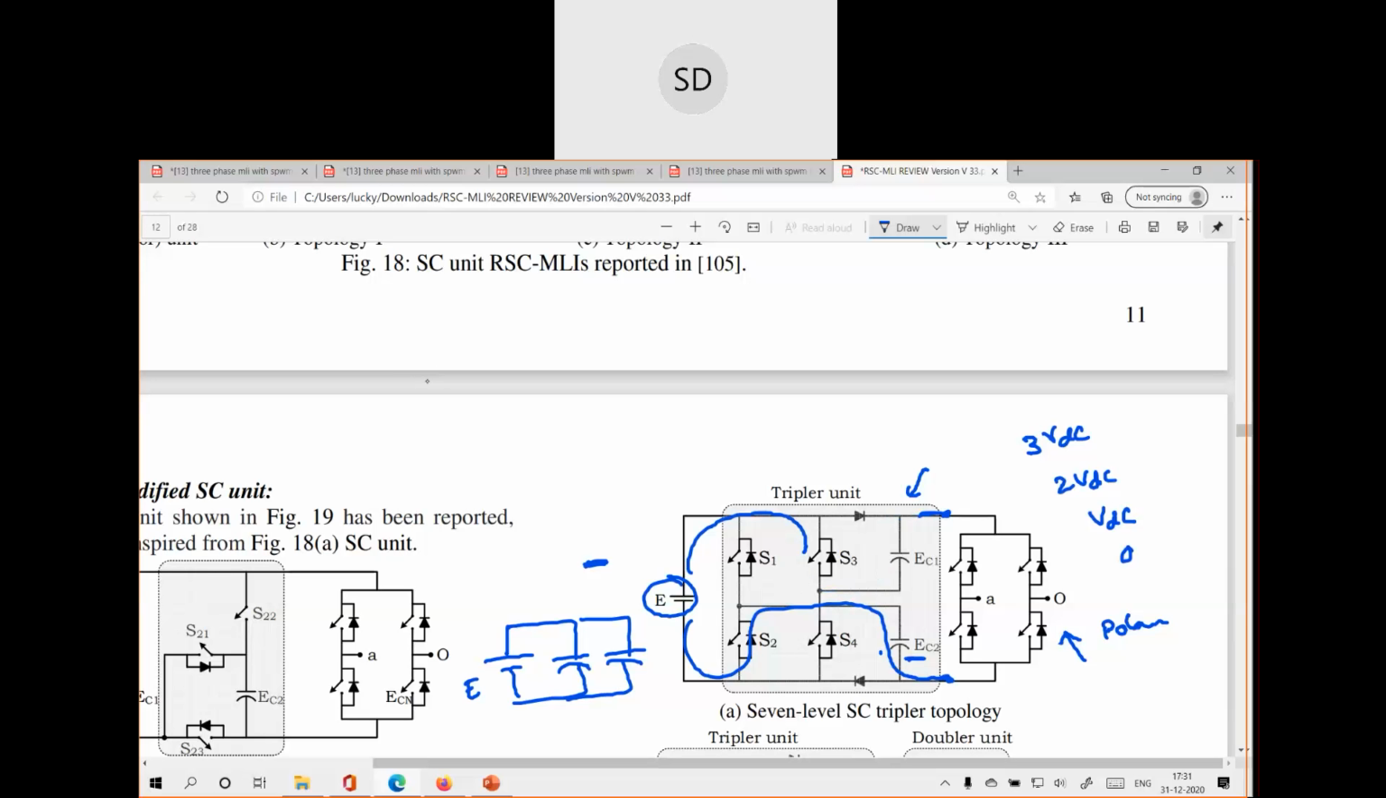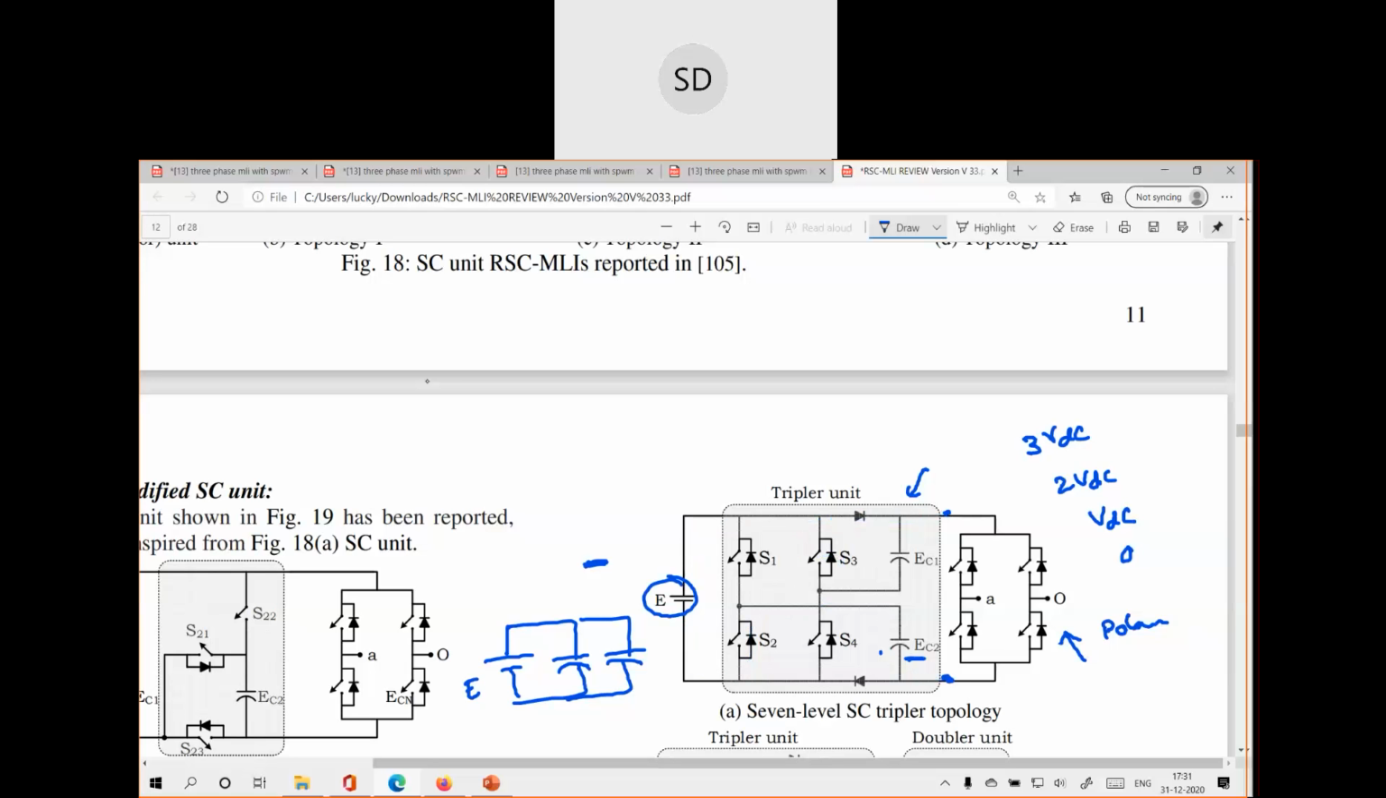If you want only 2 VDC, you can simply turn off this S3, right? Obviously the diode will be in forward bias, so it is giving like this. That gives you 2 VDC. Clear?